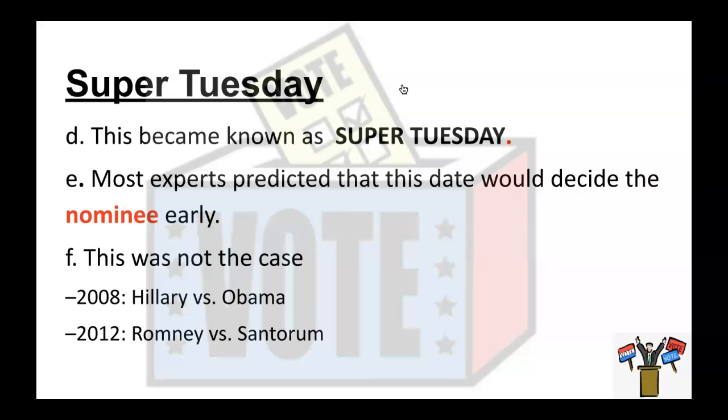It should be noted here that this is not always the case. For example, in 2008 with Hillary versus Obama and 2012 with Romney versus Santorum, the winners after Super Tuesday weren't quite so clear. In fact, the primary season in many ways did last all the way till June until the nominee became a little bit more clear and defined.